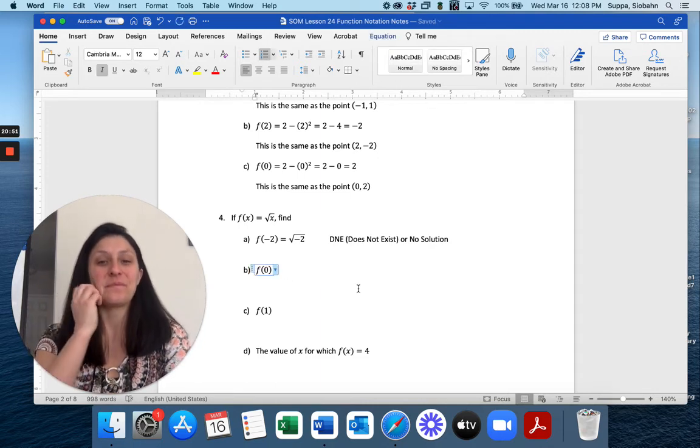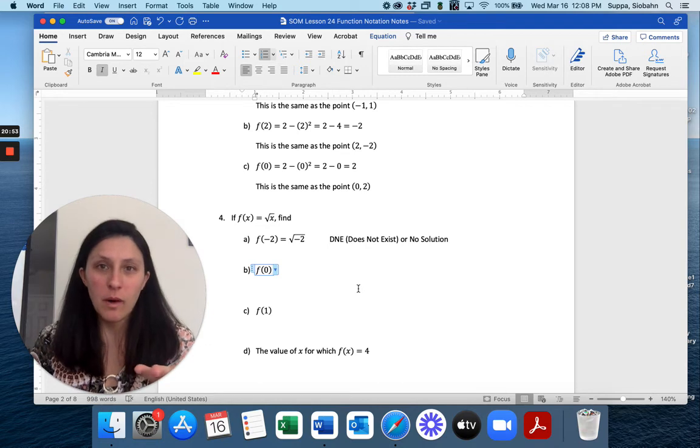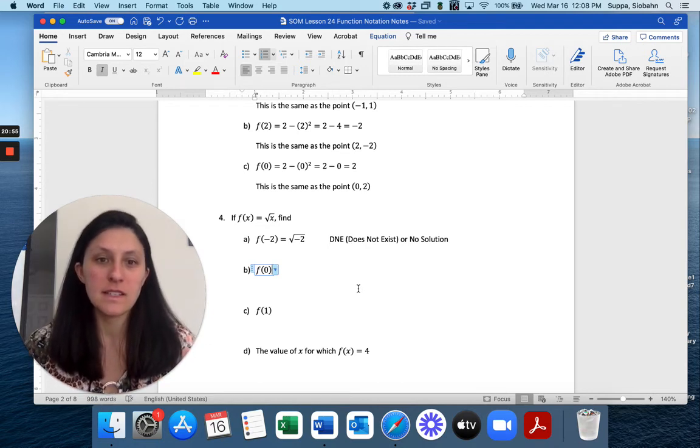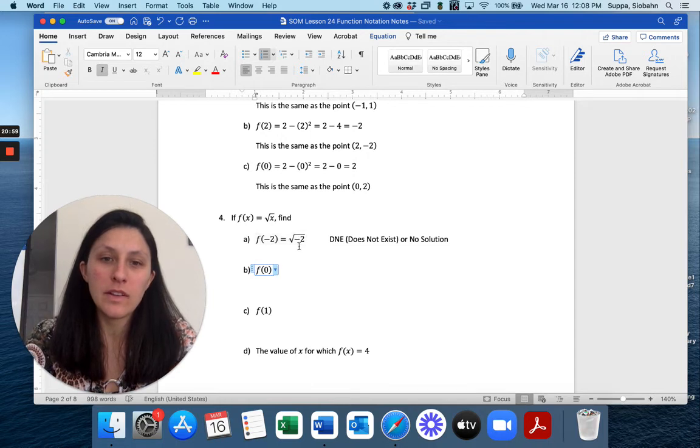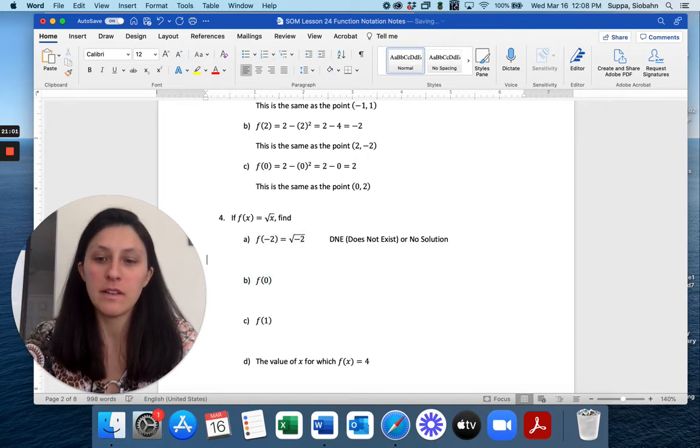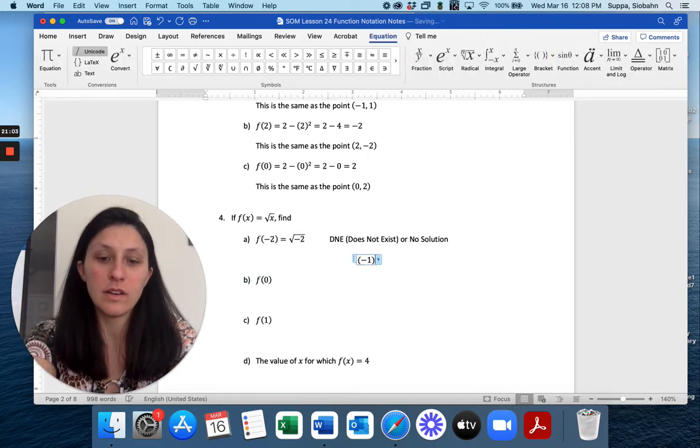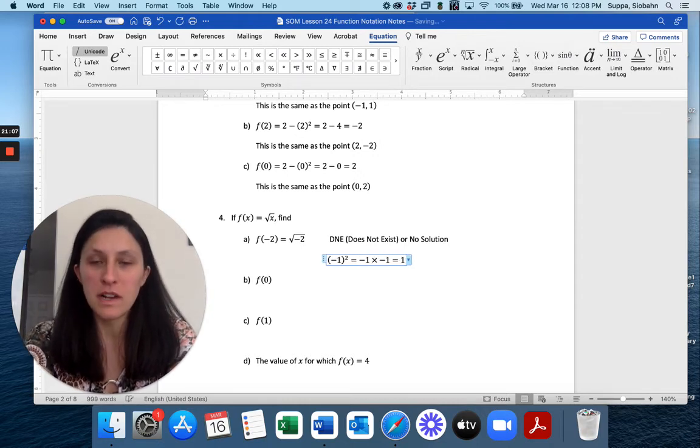If you're wondering why it doesn't exist, it's because there is no real number that when you square it will give you a negative answer. So like if you think about it, if you try and take negative 1 and you square it, that's going to be negative 1 times negative 1, which is positive 1.